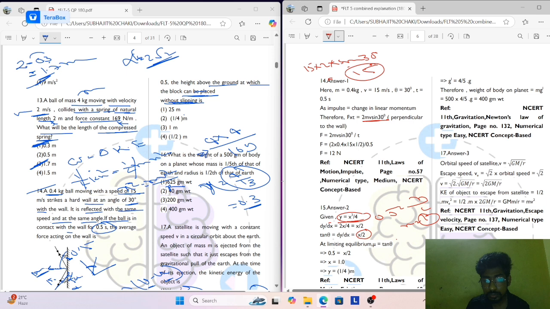Okay, x is equal to 1 meter. So what will y be? y will be equal to 1 by 1 square by 4, means 1 by 4. So therefore option number 2 will be the correct option here.